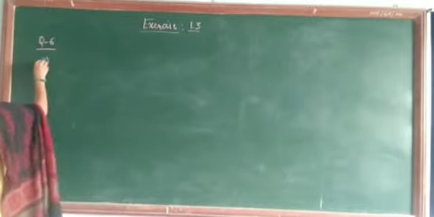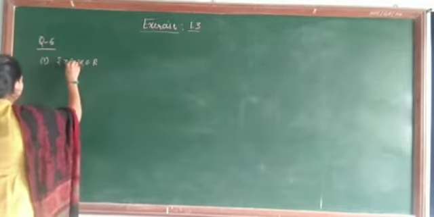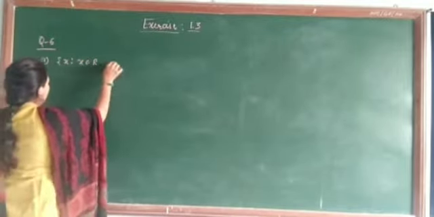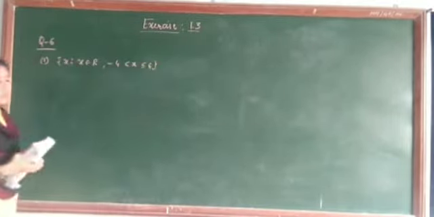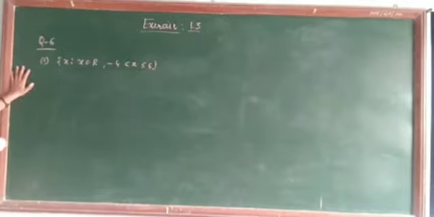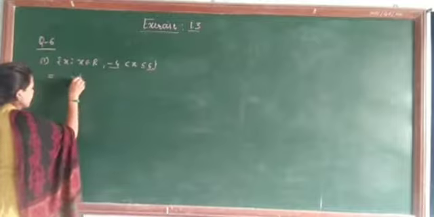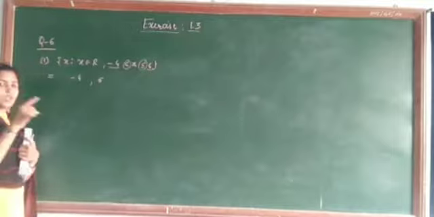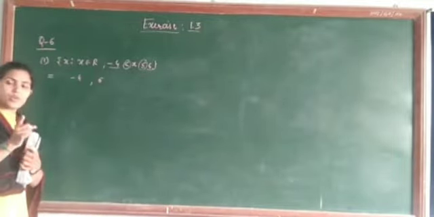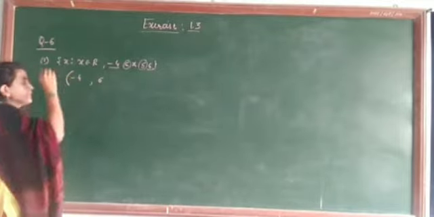Question number 6, the first one: x, where x belongs to R, -4 less than x less than or equal to 6. So students, the first one is this, and you have to write it in interval form. In interval form, the numbers are -4 and 6. Now check the symbol here and here. Which symbol is there? Only less than, meaning that number is not included. If the number is not included, that means open interval.